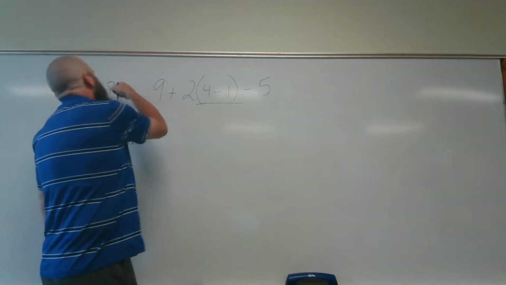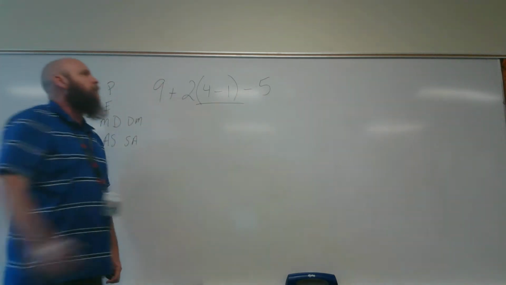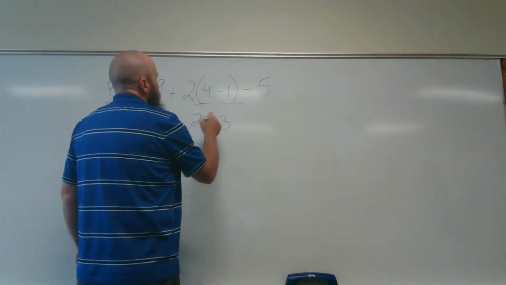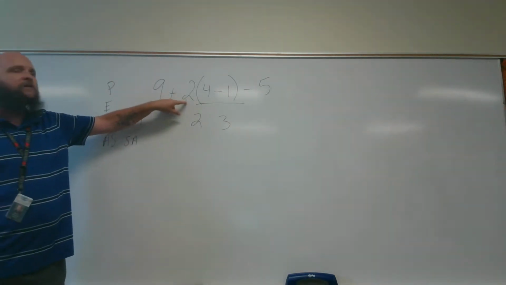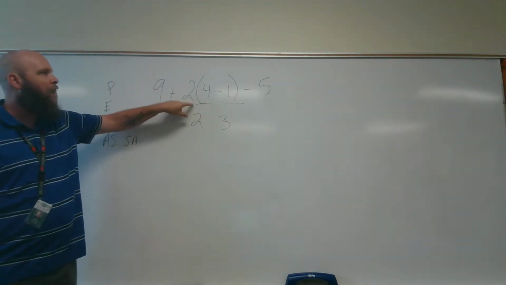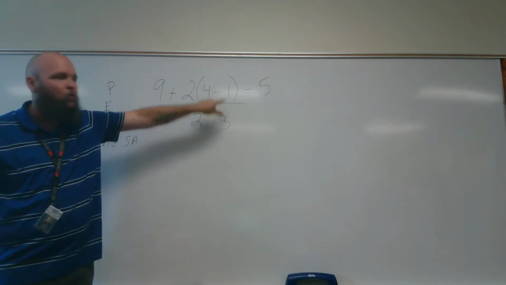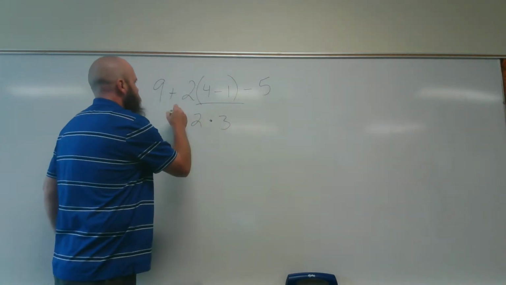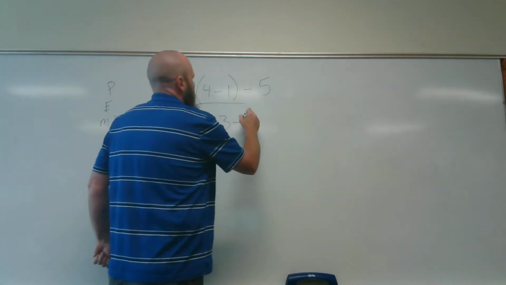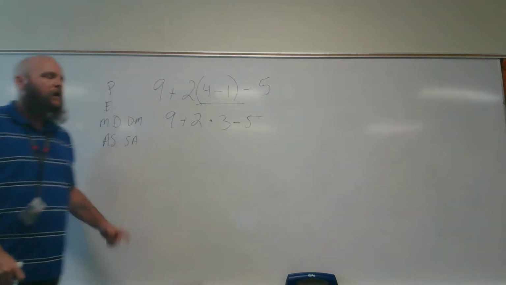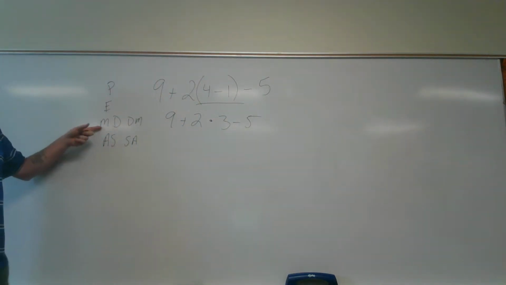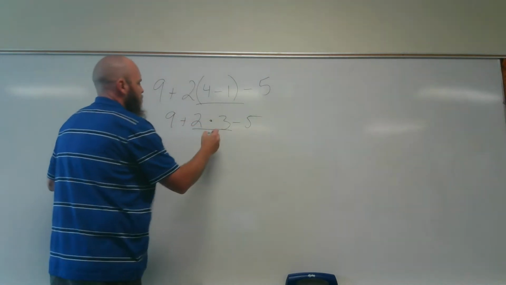Boom, parentheses first, because that's what it says. 4 minus 1 is 3. Bring down everything we have not used yet. This is saying 2 times the difference of 4 and 1. So this means 2 times 3. Bring down everything we have not used yet. Now we have no parentheses, we have no exponents, we have multiplication. So we do that next.